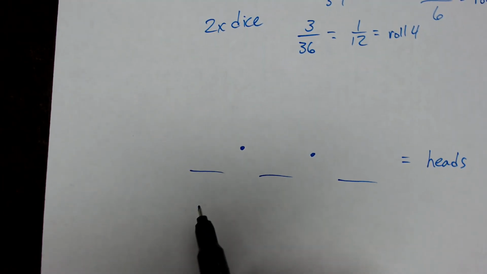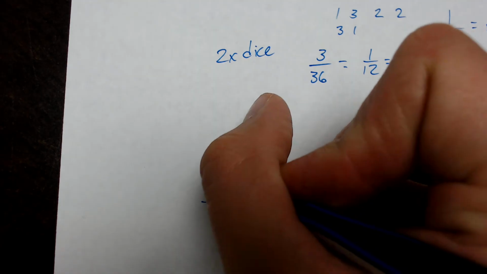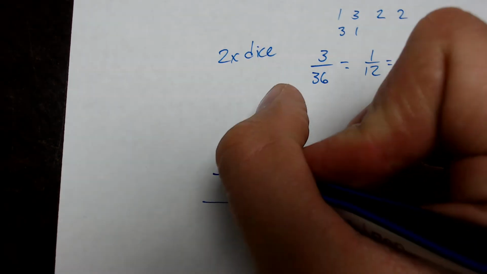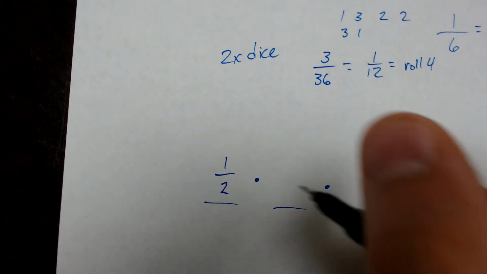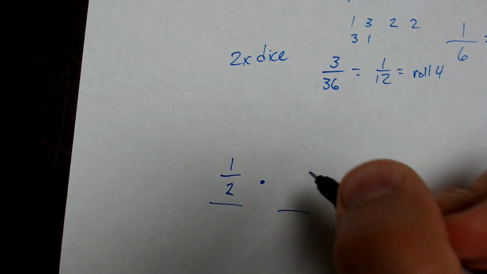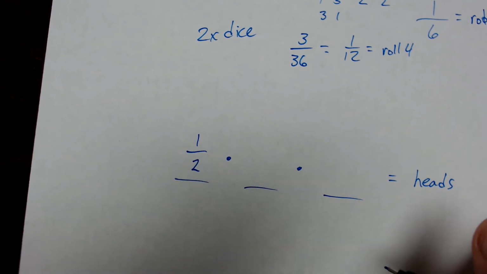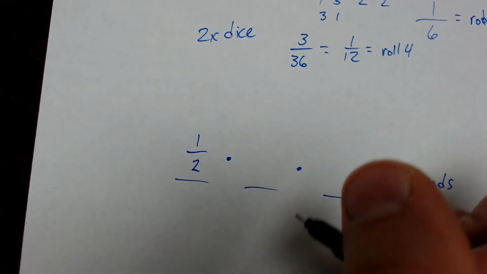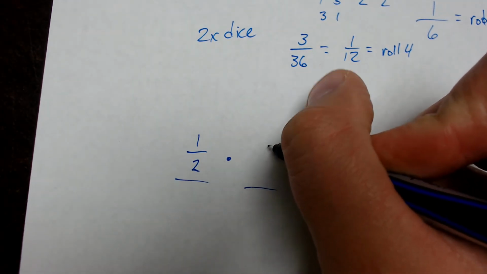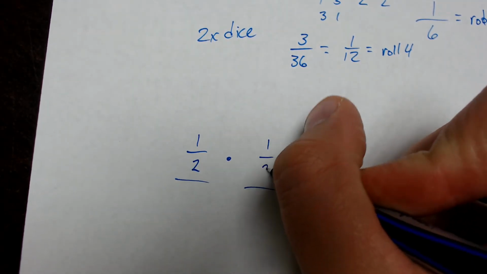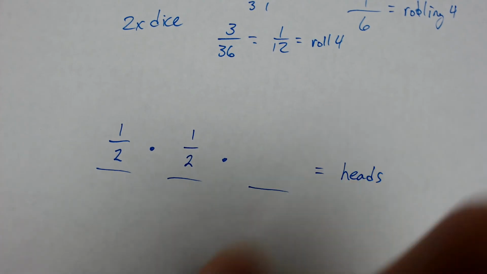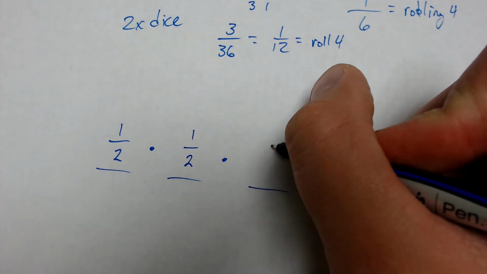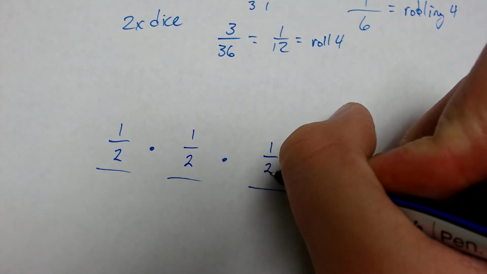So in the first coin toss, what is the probability that I will get heads? The desirable outcome is 1. Possible outcomes, 2. Second flip of the coin. What is the probability that I will get heads? Well, desirable outcome, 1. Possible outcomes, 2. Okay. Third flip of the coin. Same thing. I want 1 outcome. There's a possibility of 2 outcomes.